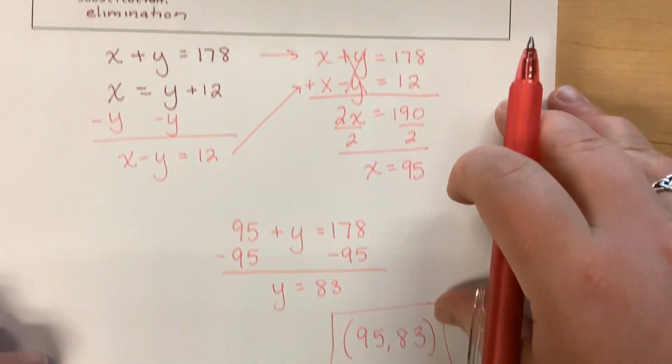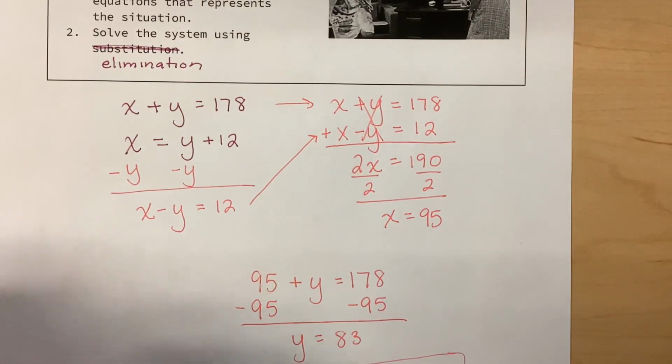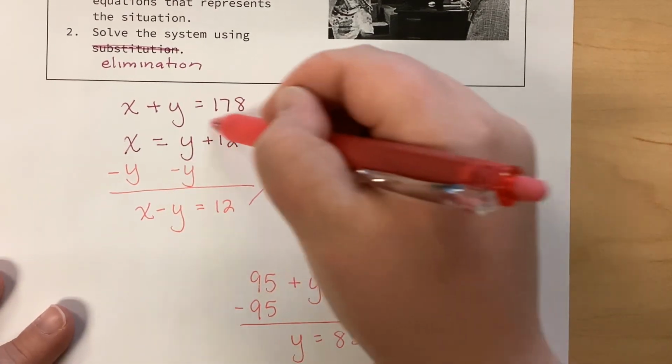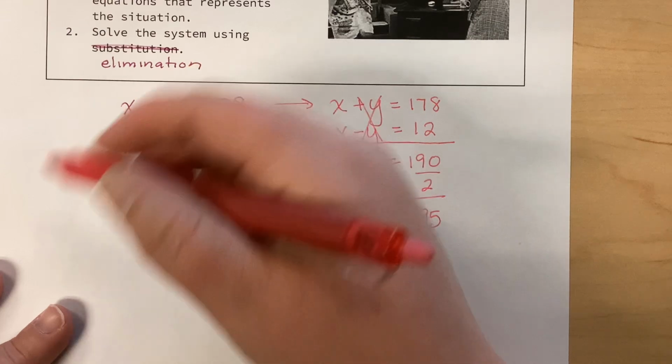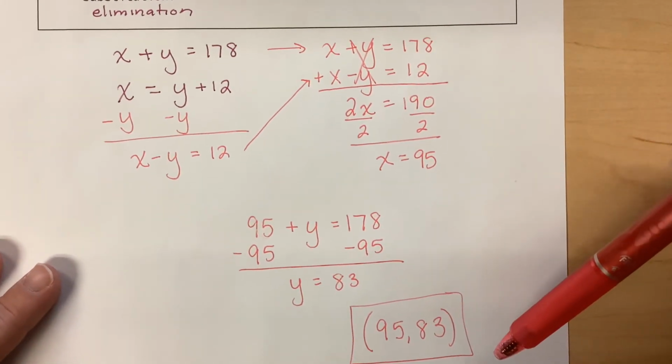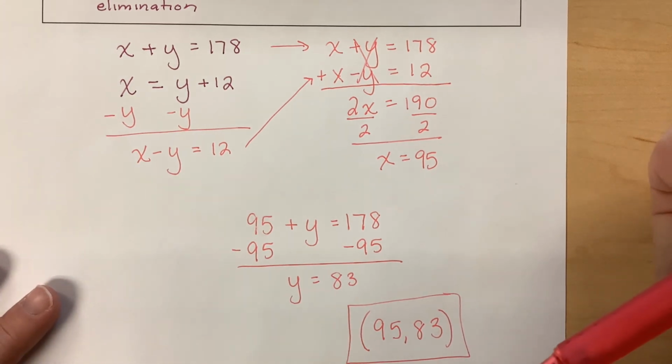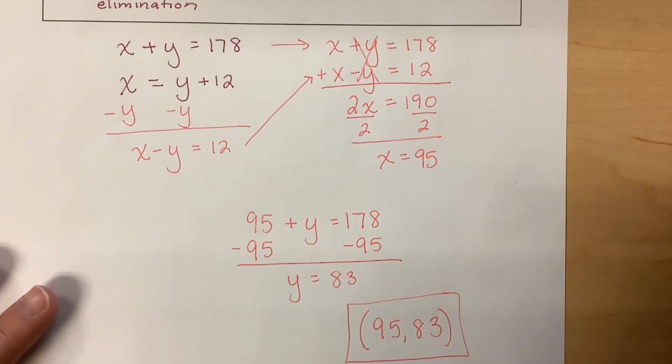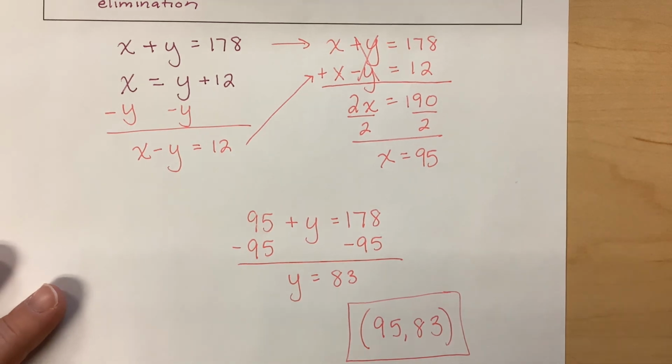So this problem here is an example where you would get to choose whether you want to use substitution or elimination. If you want to use substitution, you would take the y plus 12 and substitute it in for x and proceed from there. If you want to do elimination, you have to do everything that we just did here. But you would have a choice. But that's it. That's how you solve word problems involving systems by using elimination.